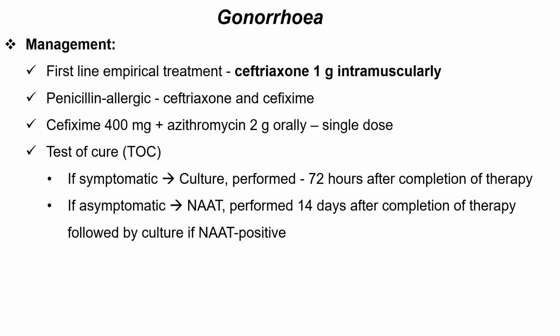Ceftriaxone 1 gram intramuscularly is the first-line empirical treatment. Ceftriaxone and cefixime are also considered in penicillin allergic patients. A single dose of cefixime 400 mg orally and azithromycin 2 grams is another recommended treatment option.